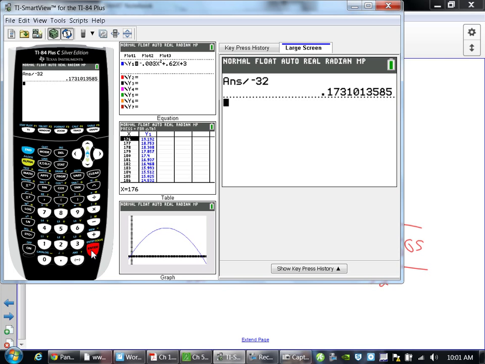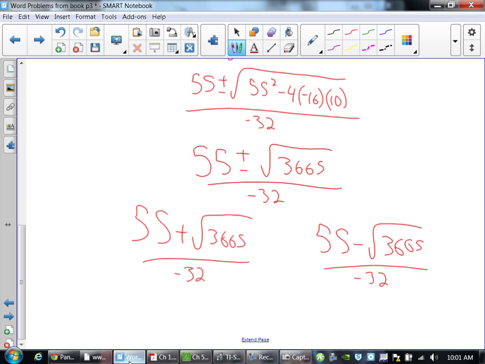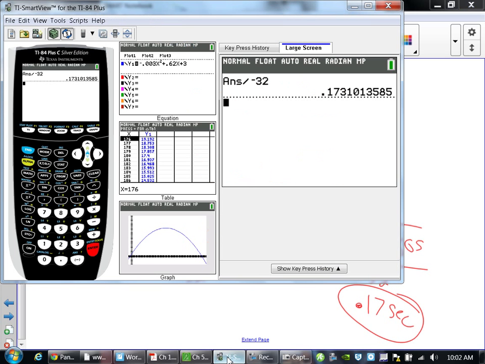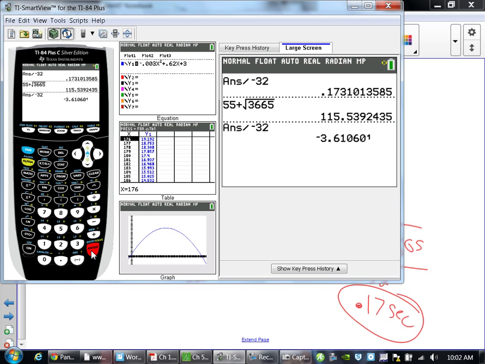I get 0.17 seconds. So if somebody spikes the ball, they have 0.17 seconds to respond. Now, the reason why I'm only using the subtraction version here is because if I use the positive value, 55 plus square root 3665, hit enter, divided by negative 32, I have negative 3.6 seconds. There's no such thing as negative 3.6 seconds.